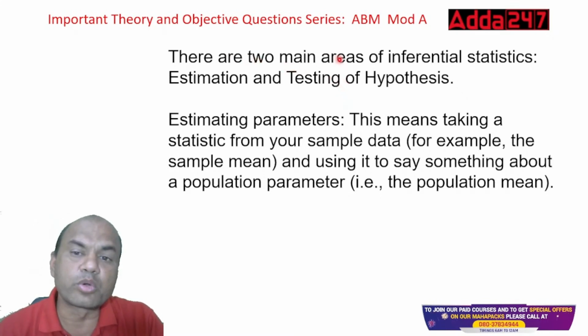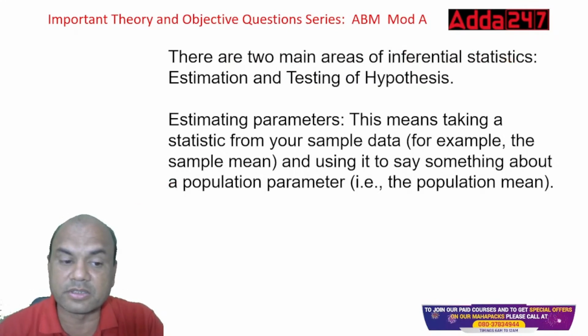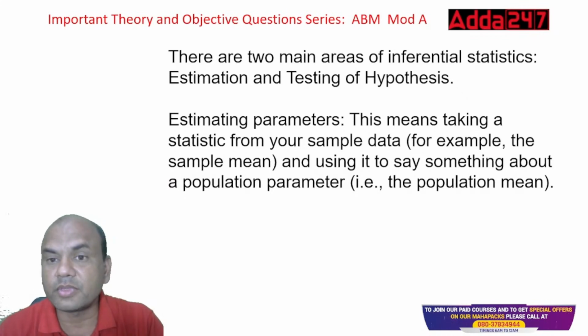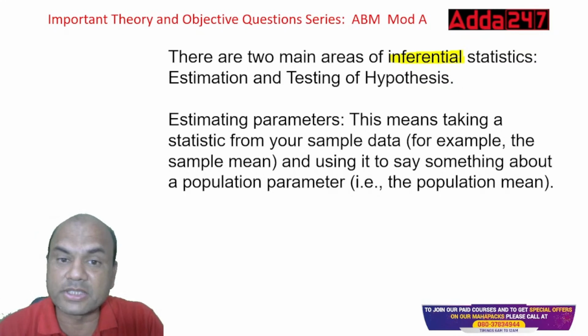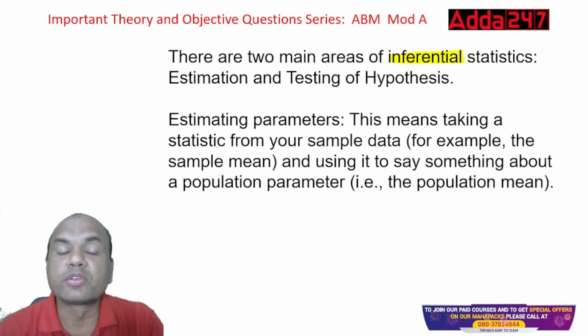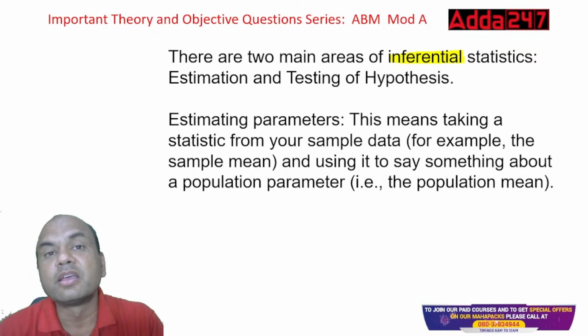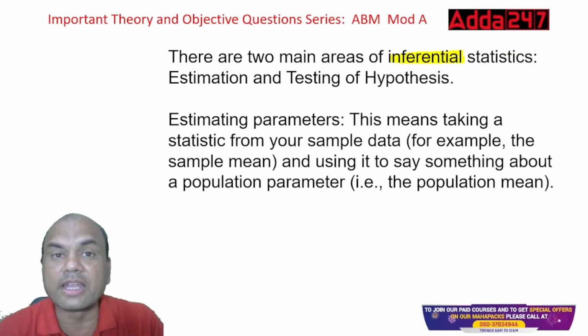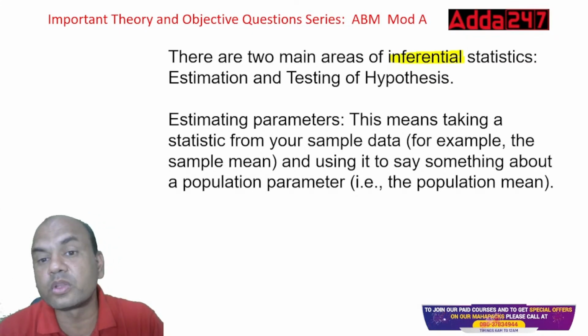So there are two main areas of inferential statistics. This is an important topic in your ABM. Inferential means from which you can draw inferences. One is estimation and the second is testing of hypothesis. Estimation means I am sitting on the bench, doing the calculations. Testing of hypothesis means I assume something, go on the field and then find out the real answer. Estimation is doing the calculations more; this is going on the field more.